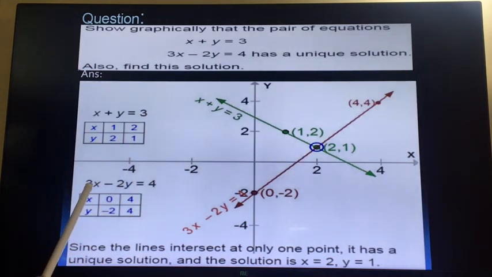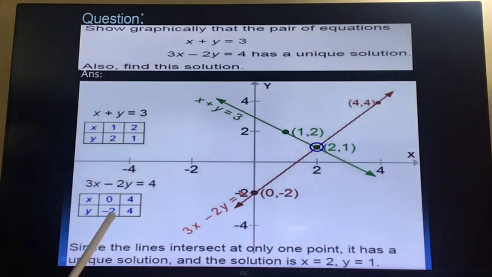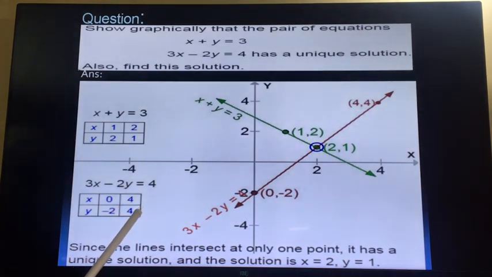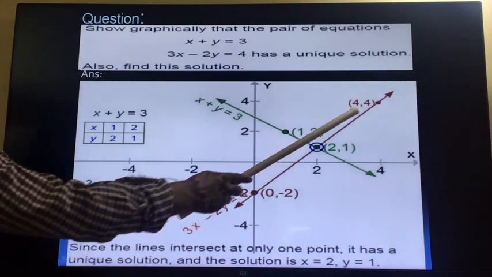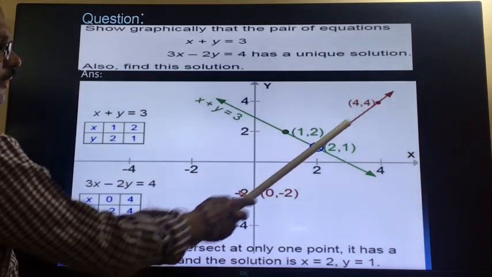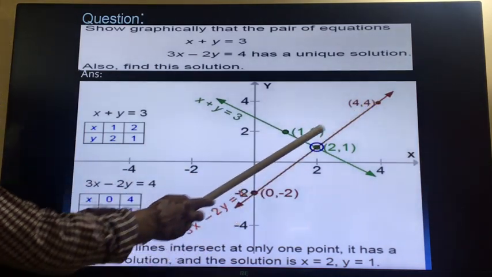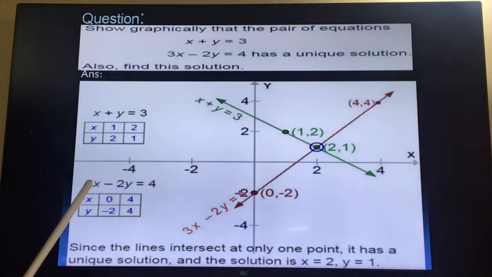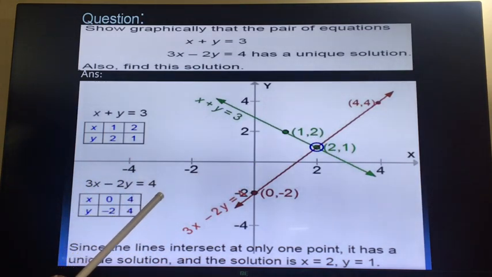Similarly, we will find 2 or 3 solutions for the second equation. In this equation we will put the value of x and find the value of y. In this way we will find a minimum of 3 solutions, plot these points on the graph, and then draw the line. So the red line is for the equation 3x minus 2y is equal to 4.